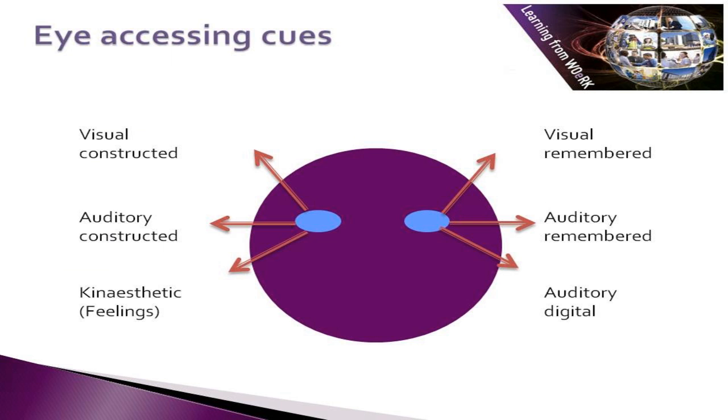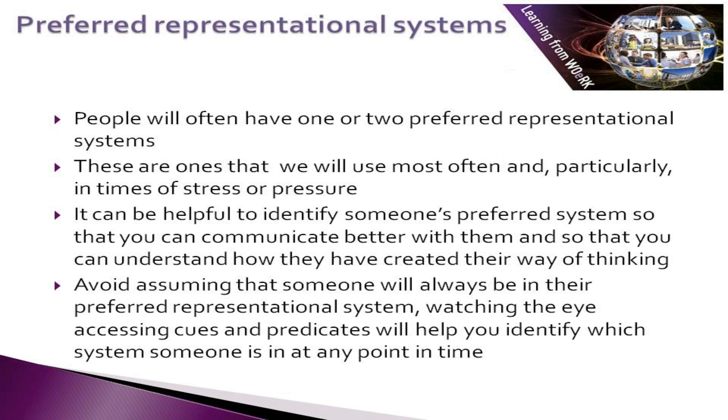And we've already heard about how we can tell which system someone is using to search for information at any point in time through the eye accessing cues. So if you remember, you can tell which representational system someone is getting the answer to a question from by watching their eyes. What you'll find is that people will often have one or two systems that are their preferred. These are the ones that they may use most often, or that they default to when things are not going so well, or when they're stressed.